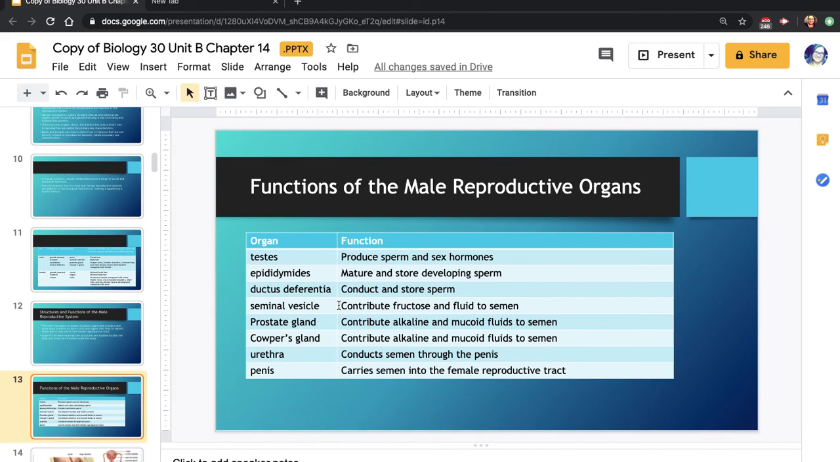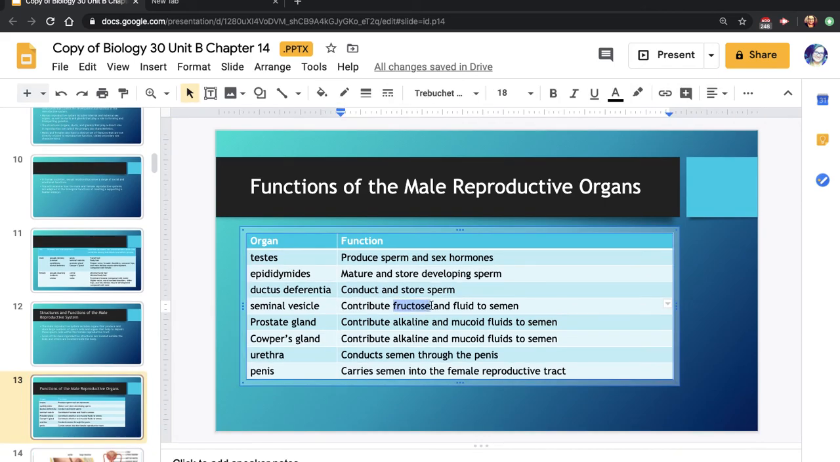The seminal vesicle gives it fructose. I don't know if you remember back to Bio 20 when we talked about the digestive system, but fructose is one of the major sugars. Fructose is a sugar from fruit, but the seminal vesicle actually contributes fructose to the semen, and this gives it some energy. So the sperm have that energy to be able to make their long journey to where they want to be.